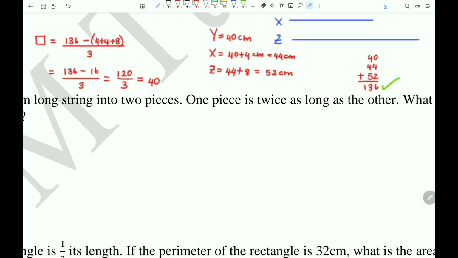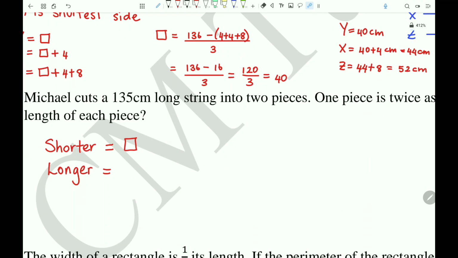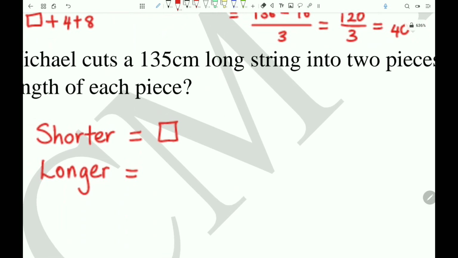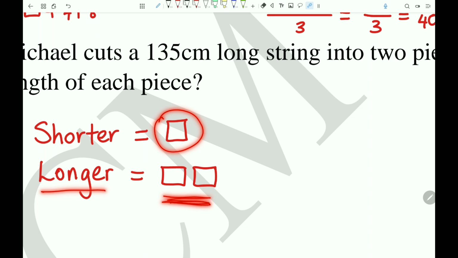So it didn't tell us that one piece was a certain length longer than the other. It told us that it was twice as long as the other, which means that the longer piece, what I'm going to do is put it equal to 2 boxes, right? So whatever number this is, the longer piece is 2 times that amount. Not 2 centimeters more, but the amount multiplied by 2.